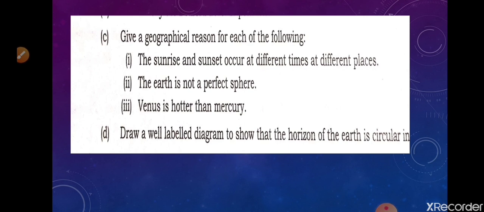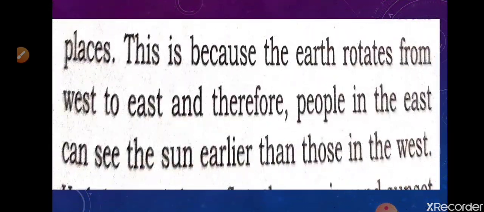So let us move to the third part of that first question. Give geographical reason for each of the following. The first is, sunrise and sunset occur at different times at different places. The answer is here. This is because the earth rotates from west to east, and therefore people in the east can see the sun earlier than those in the west. So I hope you understood the answer.